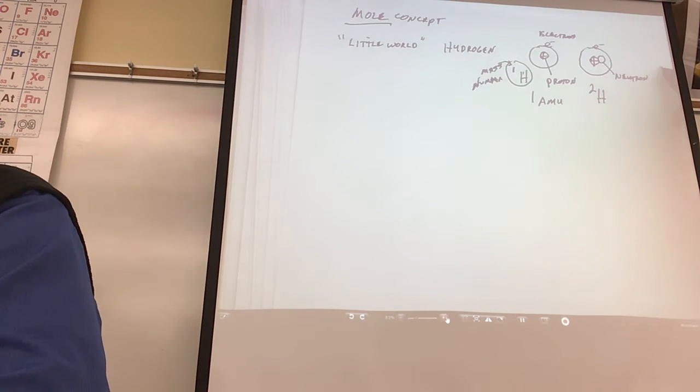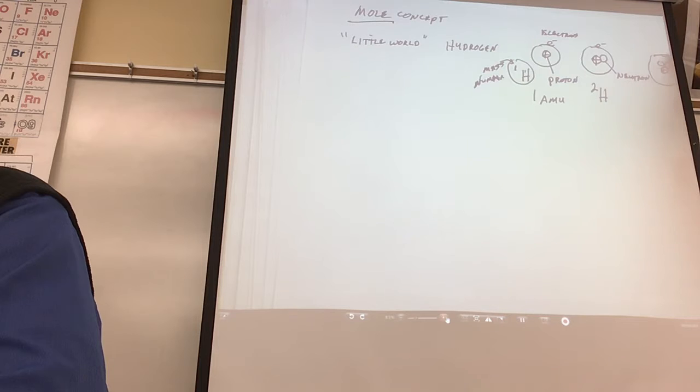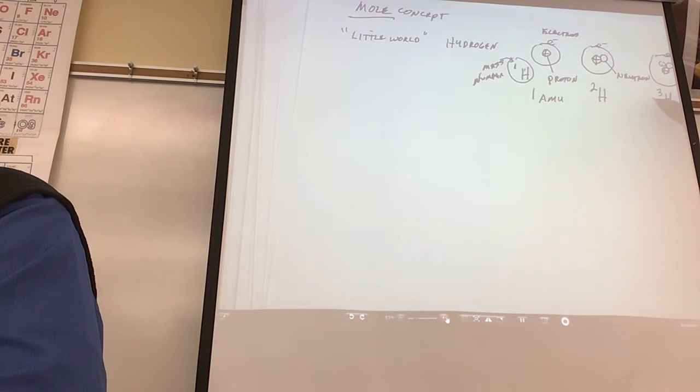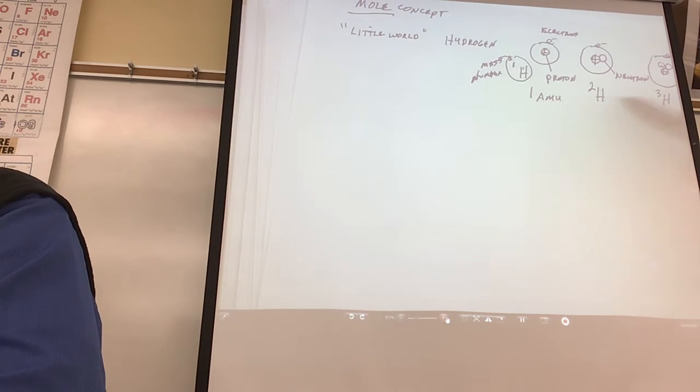And then there was one more. There was one more. And wow, that's interesting. He had 1 proton and 2 neutrons. And what do we call this one? This was called a hydrogen 3 isotope. So you have hydrogen 1, hydrogen 2, and hydrogen 3. And these are isotopes, aren't they?